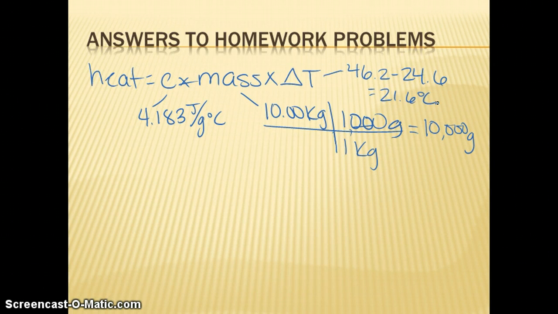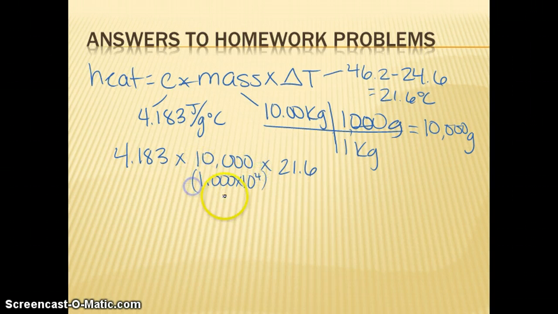So now we're ready to plug all of that into our equation. And we take 4.183 times 10,000 times 21.6. Now that 10,000, it was in 4 sig figs, so really I should be plugging this in as 1.00 times 10 to the 4th, just in order to keep our significant digits. So it doesn't change the actual numerical value, it's just changing our sig figs. So this is going to give us 903,528 joules. That's a really big number.